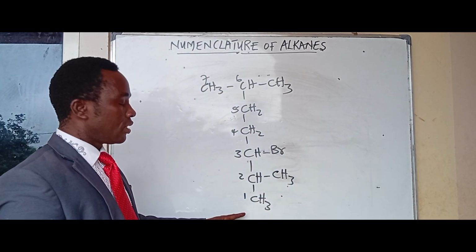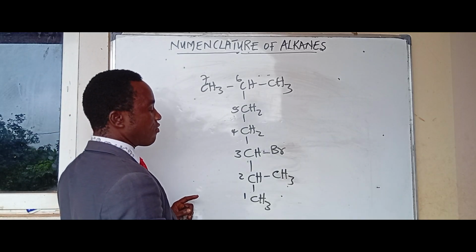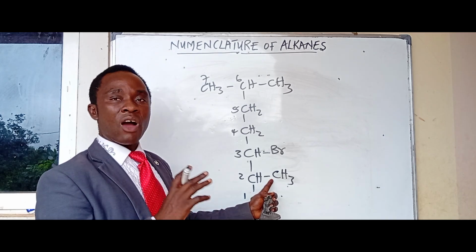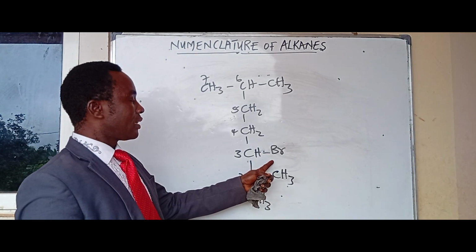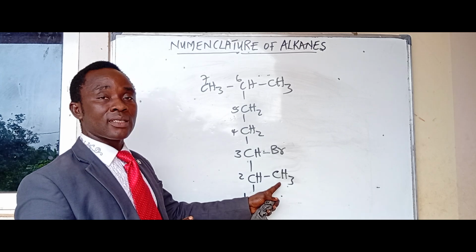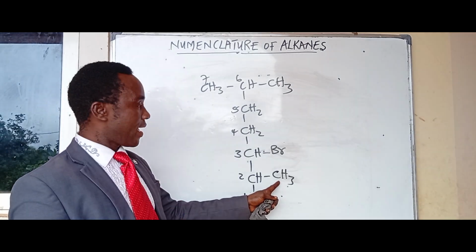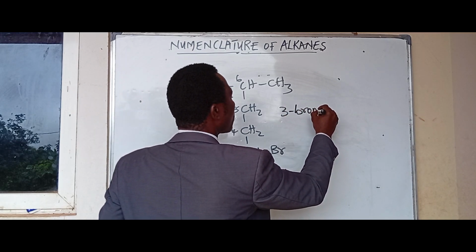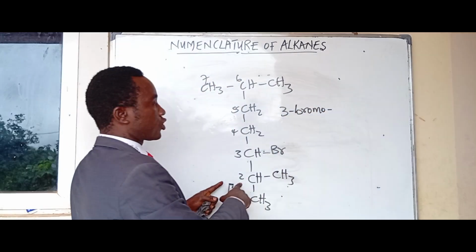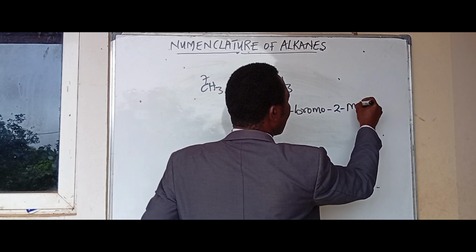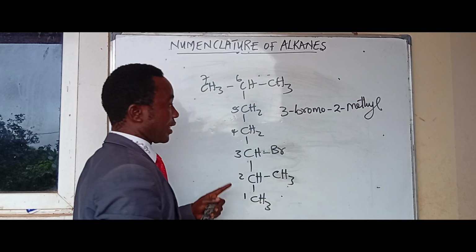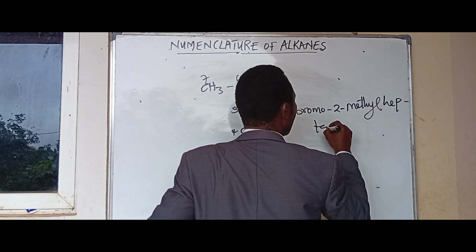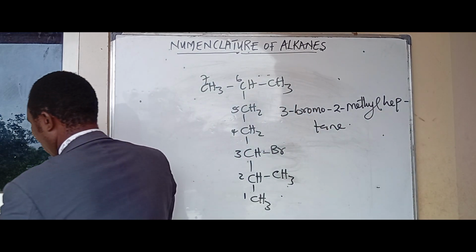Now let us name the substituent first. Which substituent do I name first? Do I name methyl first because I met methyl at number 2 first? No, I have to name alphabetically. Now bromo, that is B, is less in our alphabet than methyl, which is M. So I have to name bromo first. So this compound is 3-bromo, then I have 2-methyl, then the parent compound, which is heptane. So that is the name of the compound.